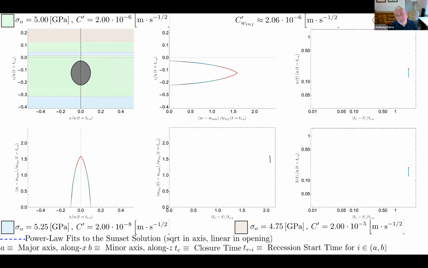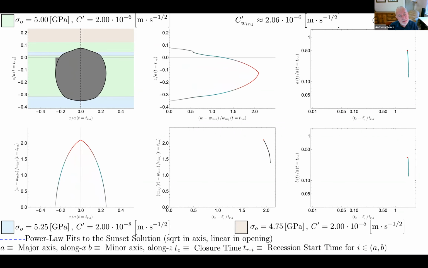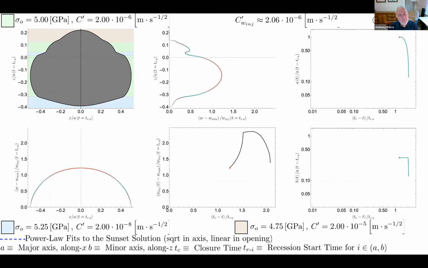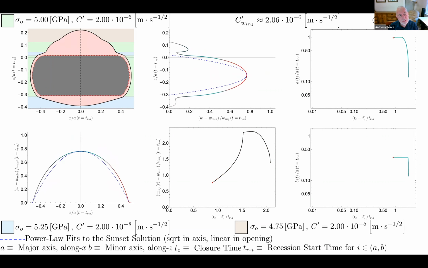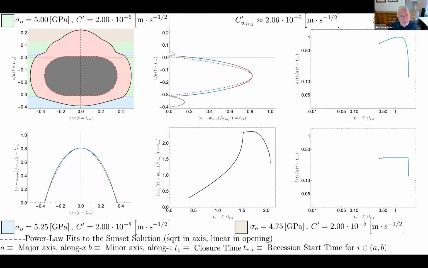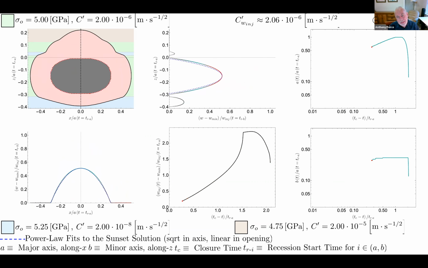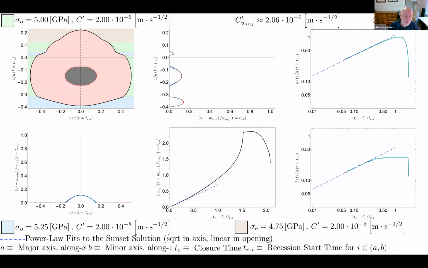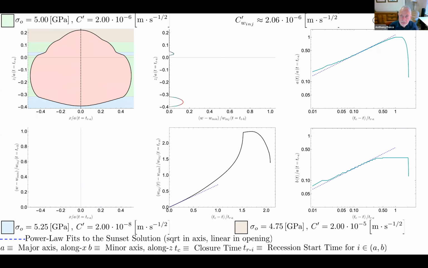So here's the movie. Compared to this, it makes my videos look like home 8mm home videos. Anyway, you can see the sunset solution still prevails, even though the fracture's undergone this very complex history. And here, the estimate is 2.06 times 10 to the minus 6 at the injection point.